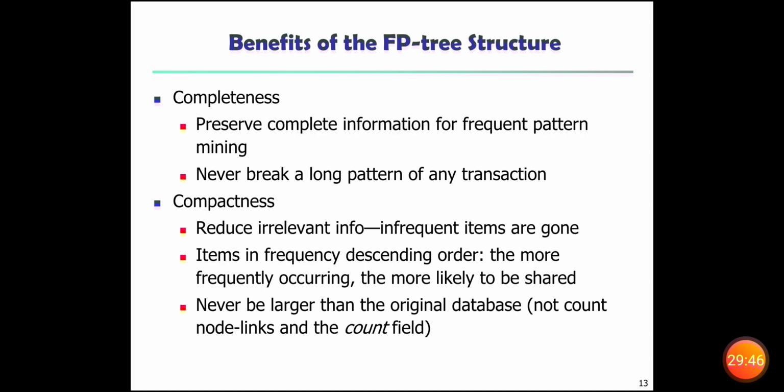For example, if you take the count, F equal to 4, then A equal to 4, then B equal to 3, then C equal to 3. Like that, we will have descending order. The more frequently occurring, the more likely to be shared. And it is never larger than the original database. Why? Because when you take the original database, if it is a big database, by doing this FP tree structure process, we will be able to reduce the main database.